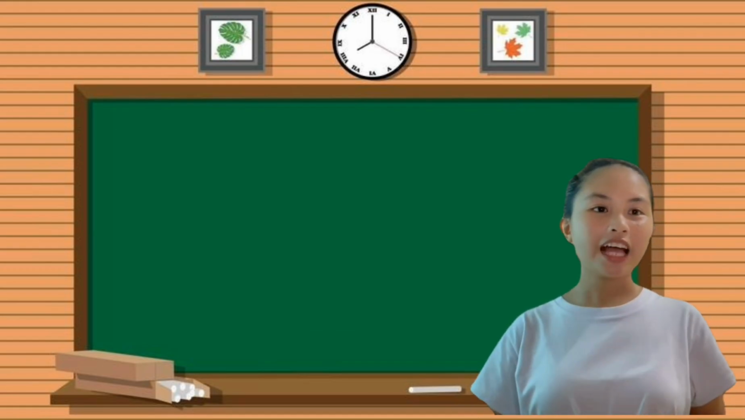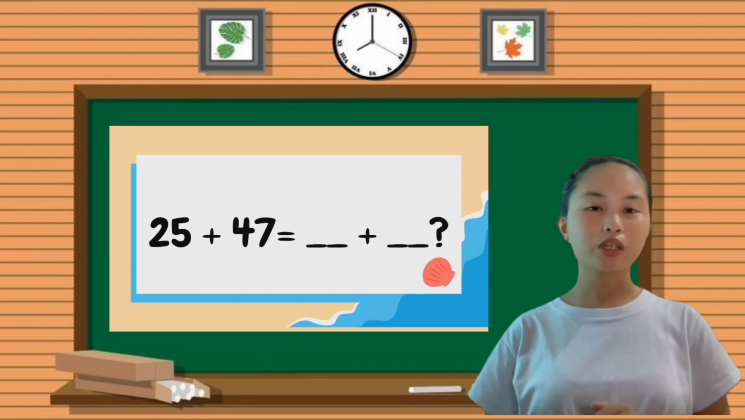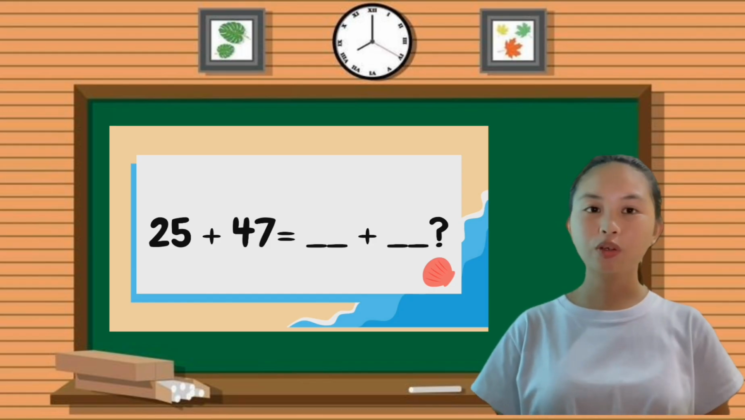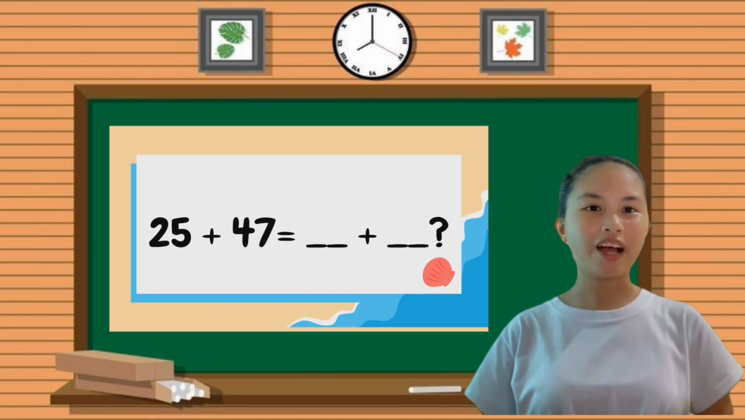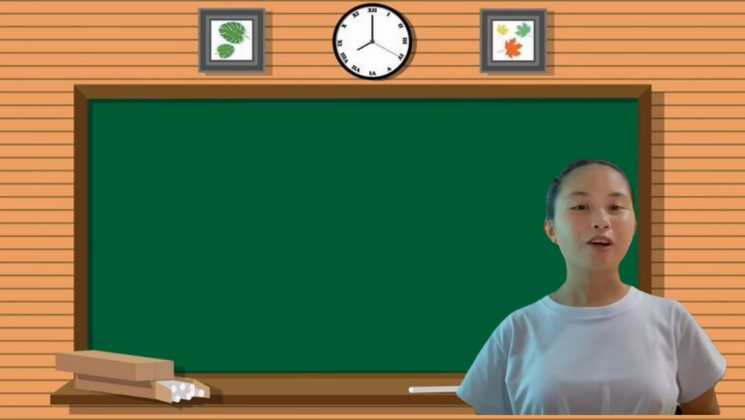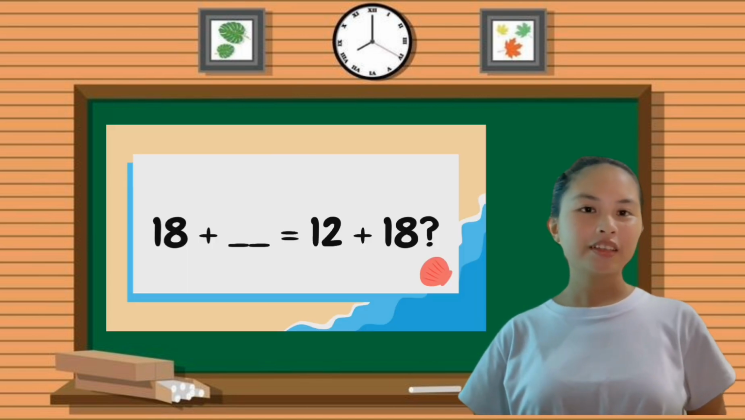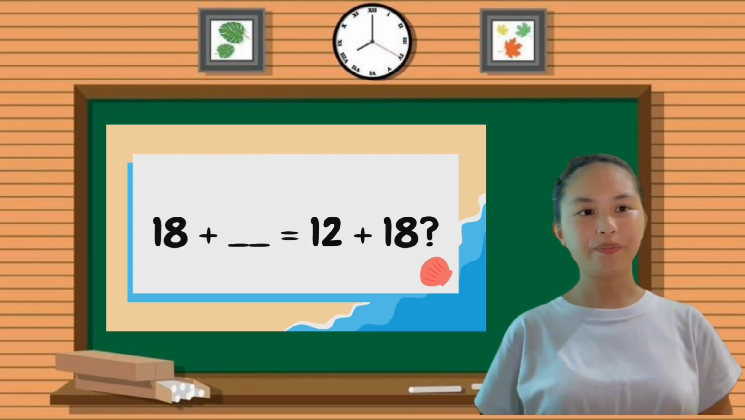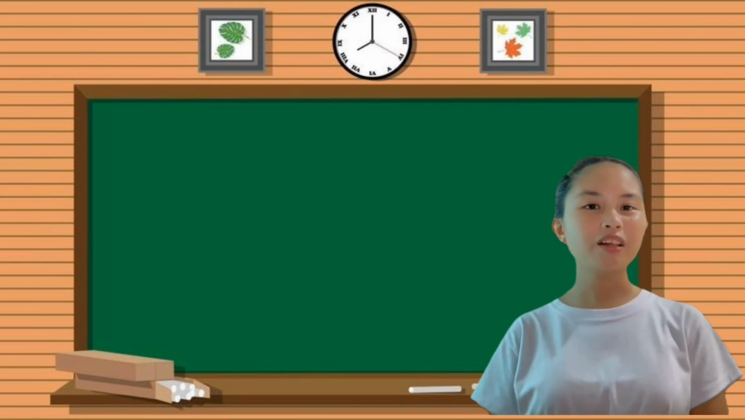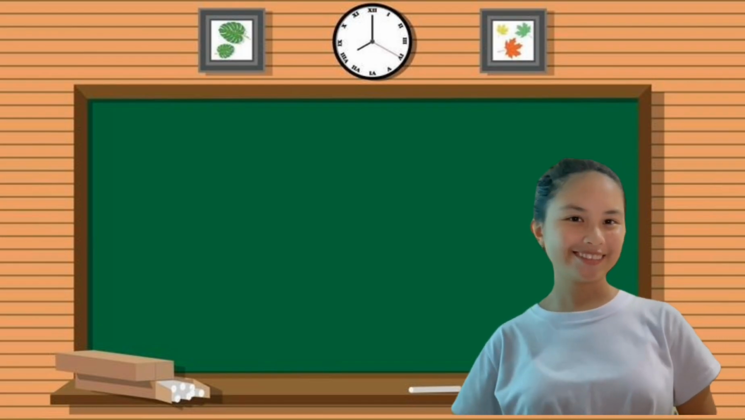So, last two. 25 plus 47 is equal to, yes, it's 47 plus 25. Excellent. So, another one. 18 plus blank is equal to 12 plus 18. So, what is the answer? Yes, it's 12. Very good.